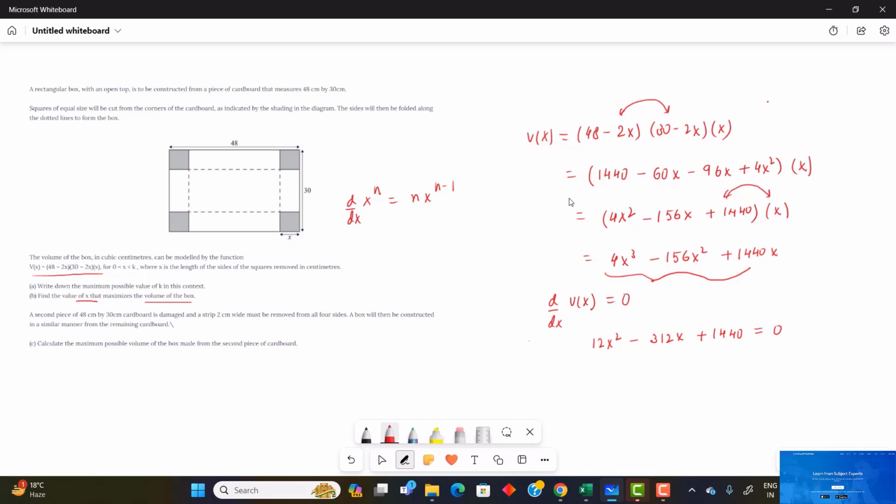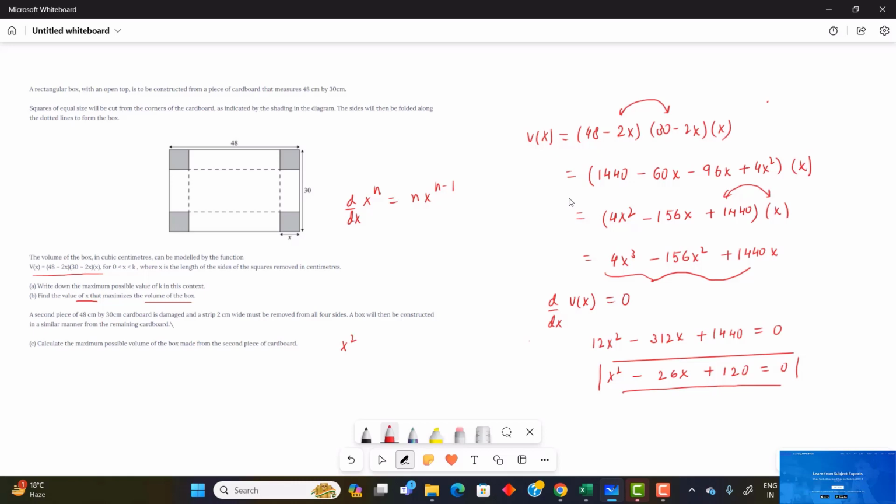Now if we divide everything by 12, I get x square minus 26x plus 120 is equal to 0. So this is the final derivative equation that we will get after equating this to 0. Now the only part left out in this question is to solve the quadratic equation and find the value of x.